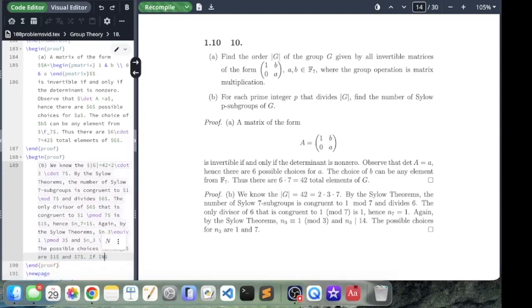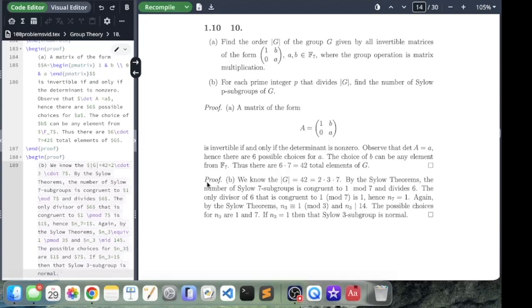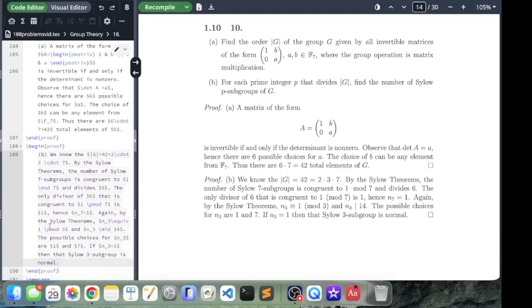So if there's one Sylow 3 subgroup, then that Sylow 3 subgroup is normal. This is what I want to contradict, essentially. So I want to think about what an element of order 3 of this form would look like.